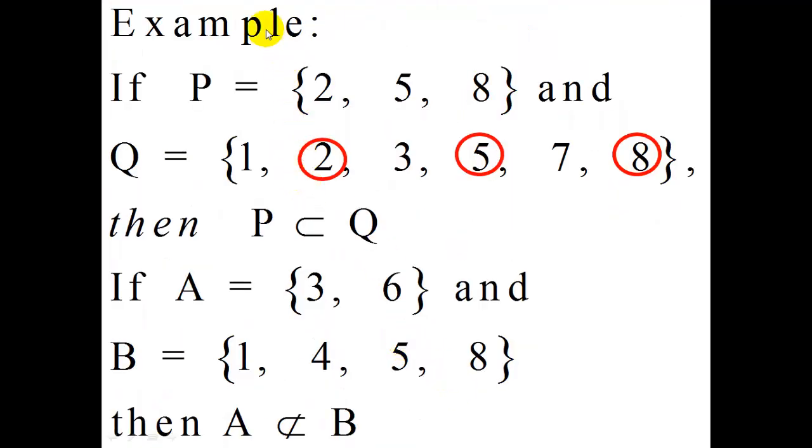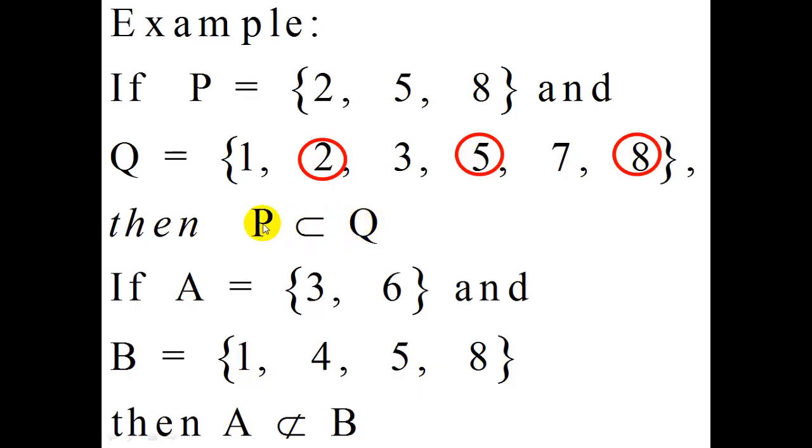Now, let's look at this example. Considering the set P, the elements are 2, 5, and 8. And considering the set Q, the elements of the set Q are 1, 2, 3, 5, 7, and 8. Now we can see that the members of the set P can all be found in the set Q. That is 2, 5, 8 can all be found in the set Q. So we can write that P is a subset of Q.